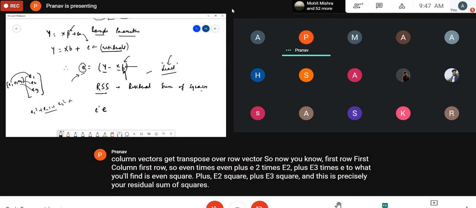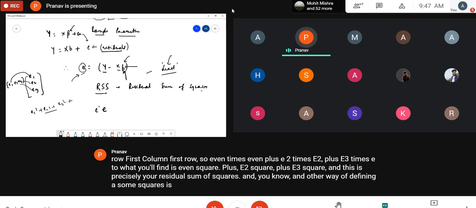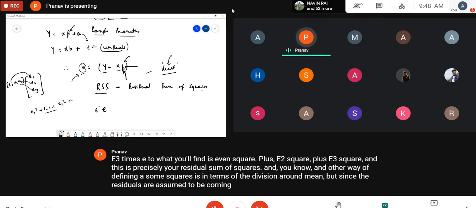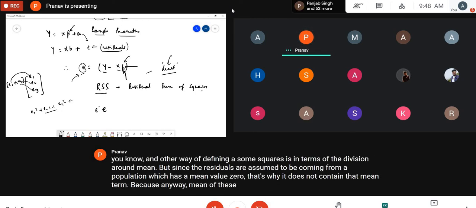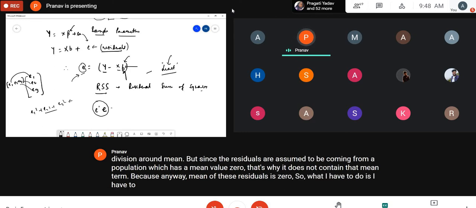Another way of defining a sum of squares is in terms of the deviation around the mean. But since the residuals are assumed to come from a population which has a mean value of 0, it does not contain that mean term, because the mean of these residuals is 0. So what I have to do is minimize this E cross E. Oh, sorry, E transpose E. Now what did we write for E?